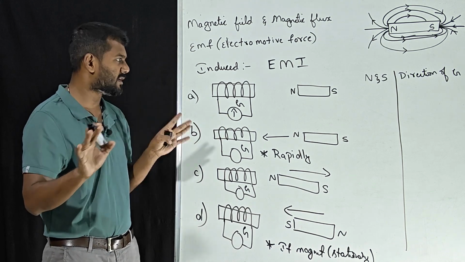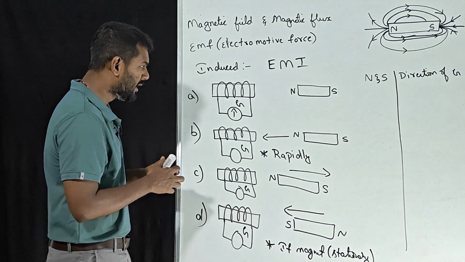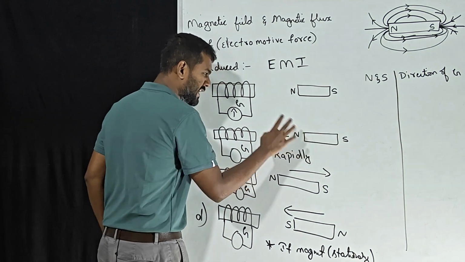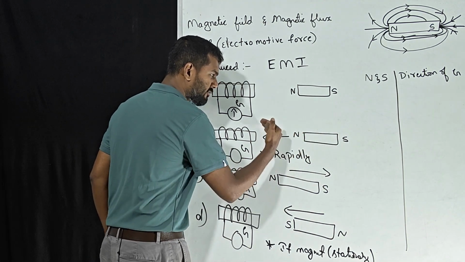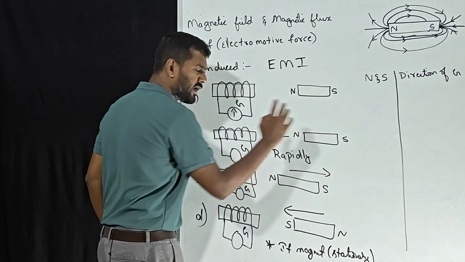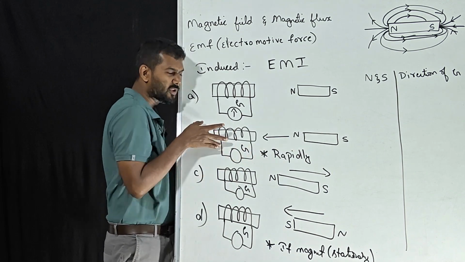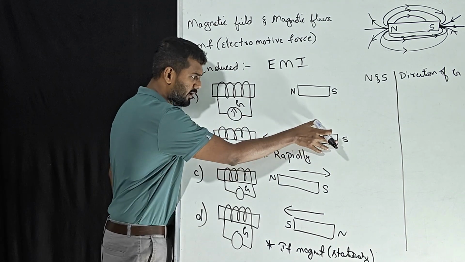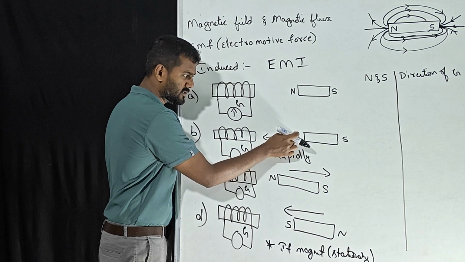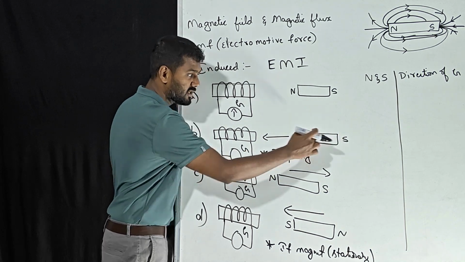Upside, that's it. Next, if I move this magnet, with the north pole on the left hand side and the south pole on the right hand side, now I am trying to move this one. Whenever I try to move this magnet, north side is on the left hand side and south side is on the right hand side.